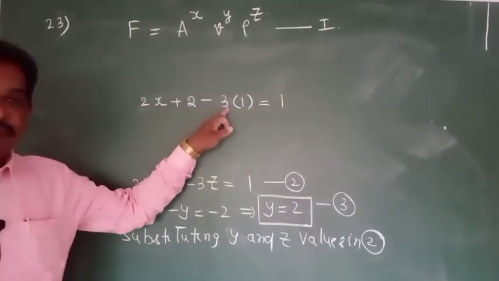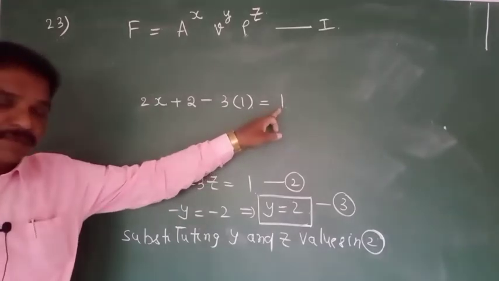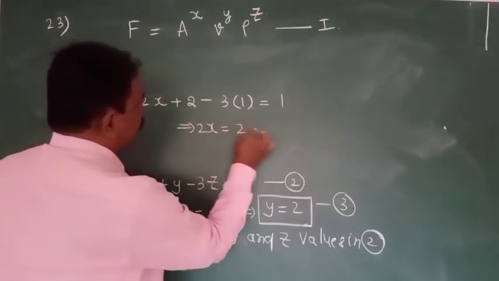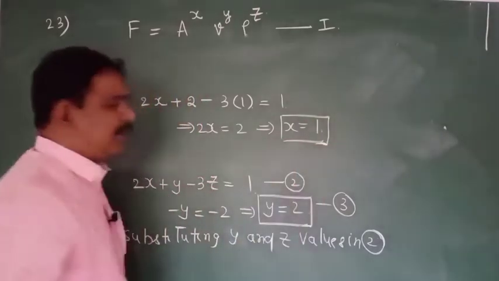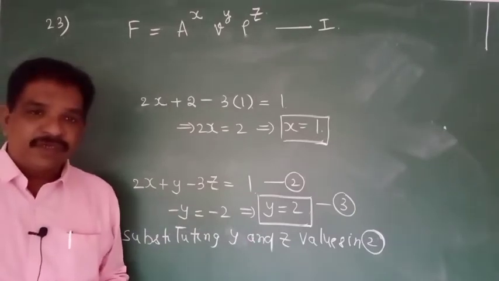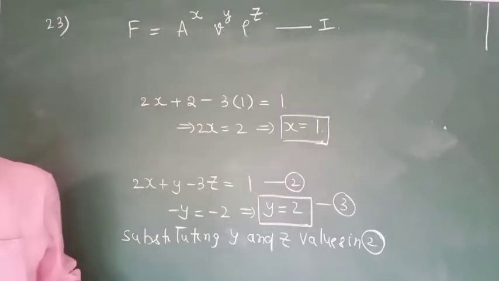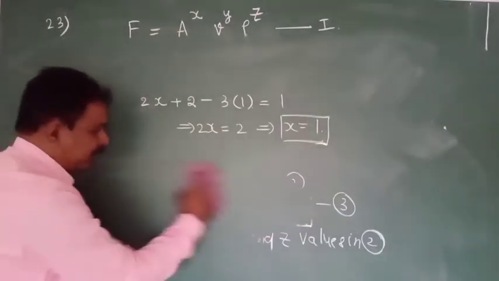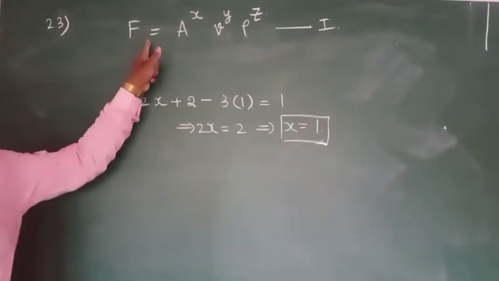So 2 minus 3 will be minus 1. Minus 1 if you take to that side it becomes plus 1. So 2x is equal to 2. x is equal to 1. So like this, we got the values of x, y, z. How much we got? x is equal to 1, y is equal to 2, z is equal to 1 we got. Next, by substituting all these values here in this formula.